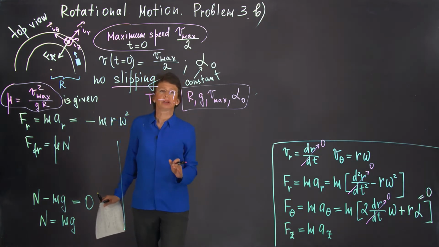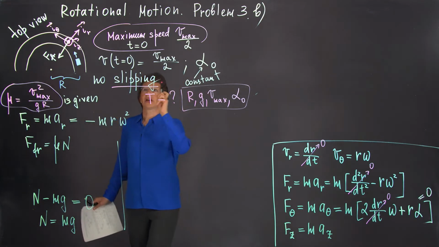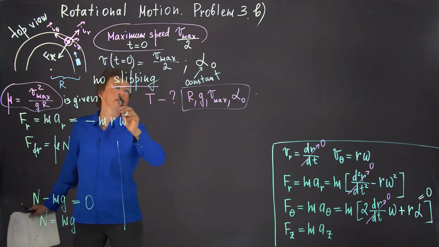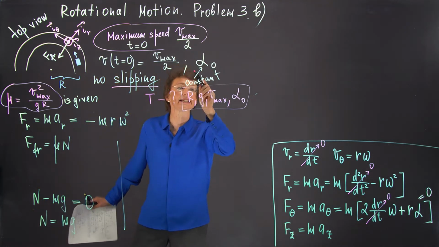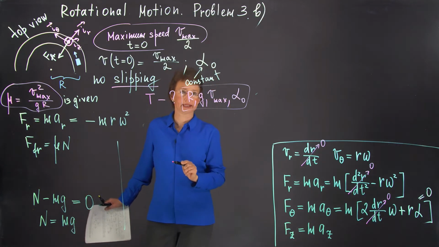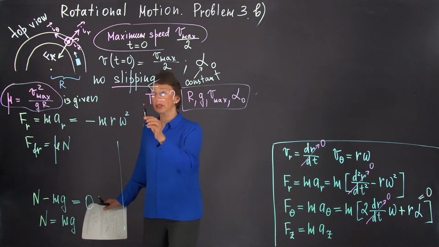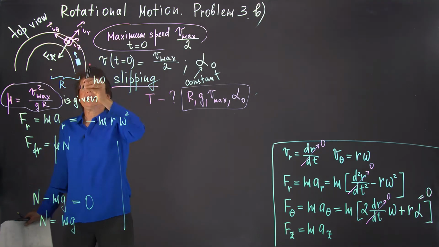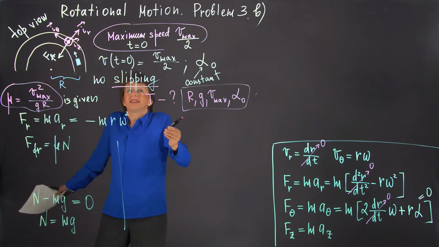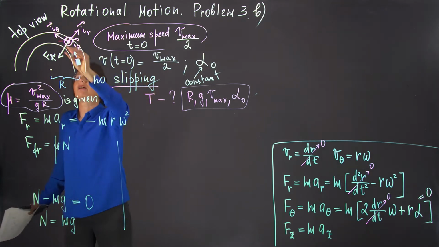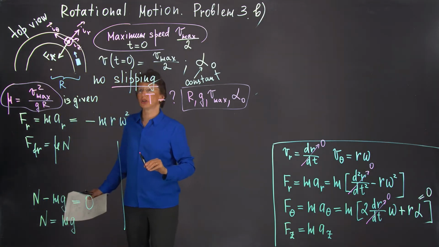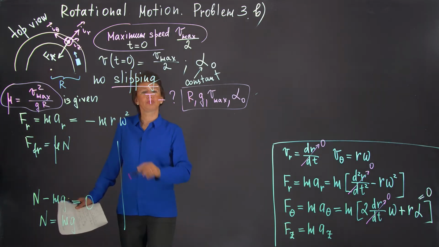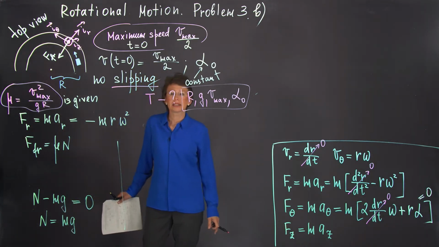Let's think about it. So what's happening? The car was given some initial velocity at time moment 0. It is accelerating with constant angular acceleration alpha naught. And at some point, if it's accelerating and accelerating, it will be too much for the car to stay on this curve, and it will be ready to slip. We need to find this time when it is ready to slip.